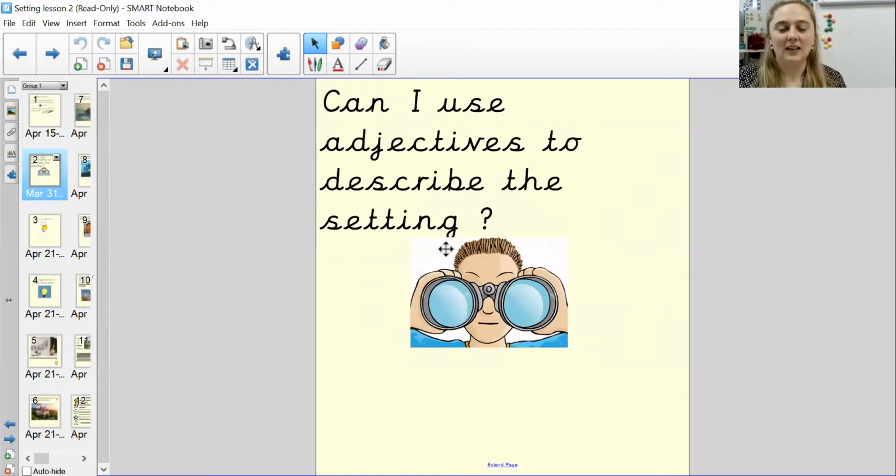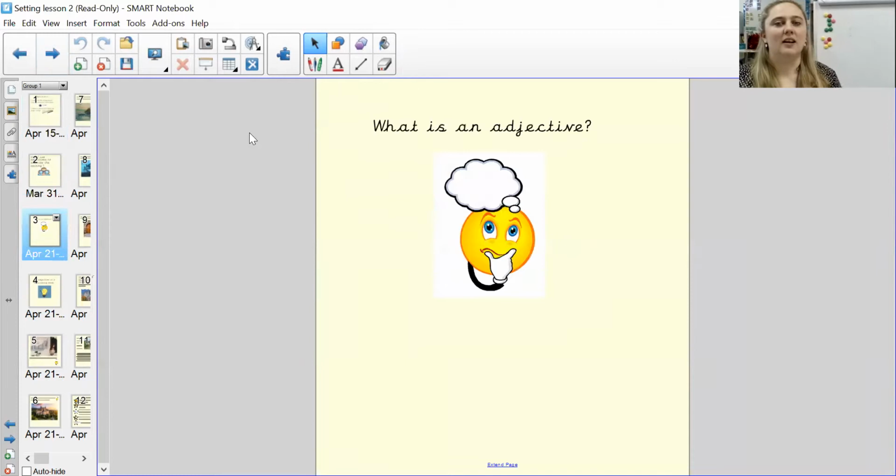Right, today's objective is, can I use adjectives to describe the setting? It's a long one today, isn't it? Right, first things first, what is an adjective?